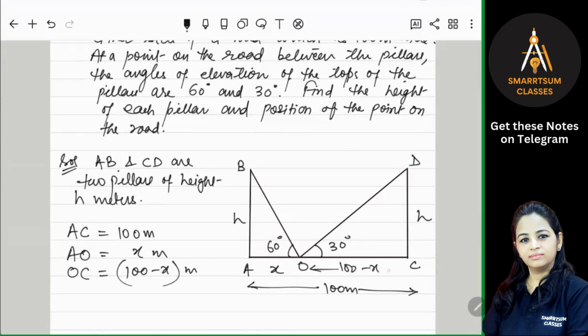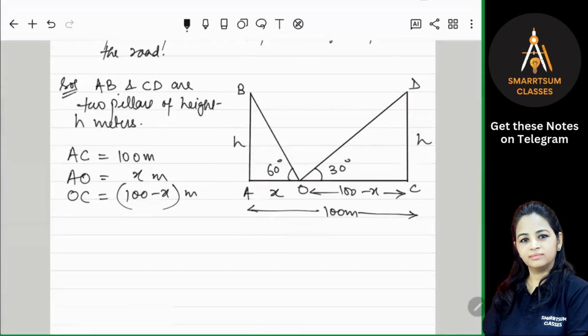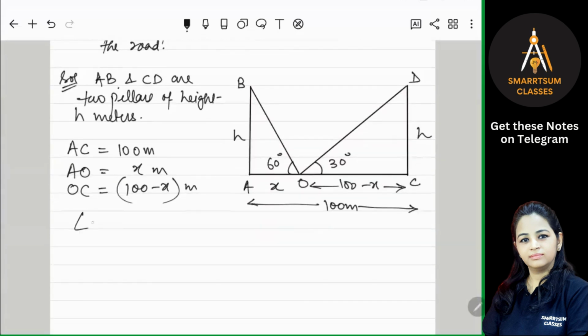Because the total length is 100, this will be 100 minus x, right? Now, the angles of elevation we have taken here: angle AOB is 60° and angle COD is 30°. These are the angles of elevation at the top of the pillars from that point O.